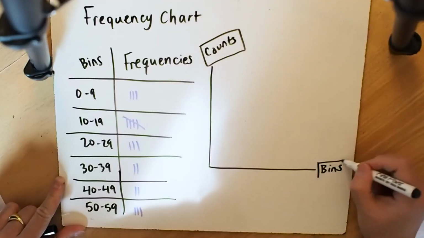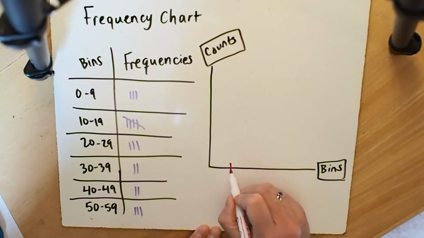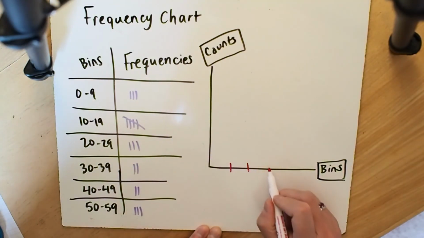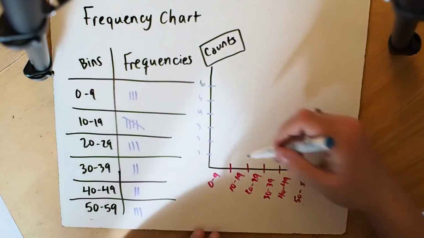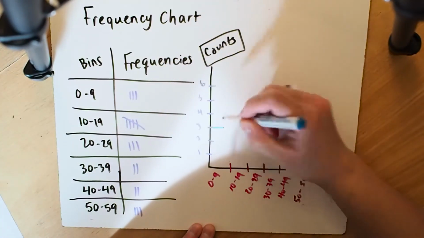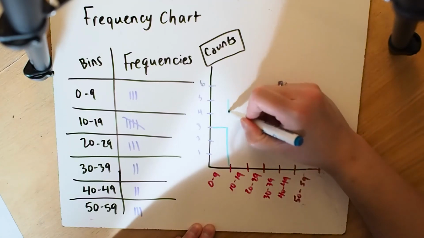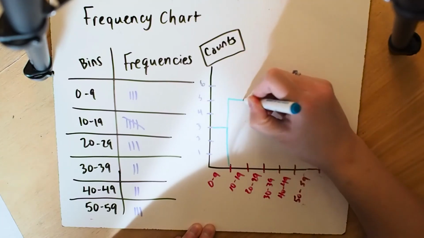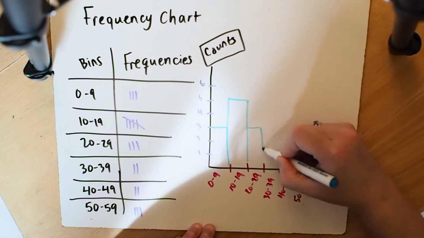So when we make our histogram, we're going to have a better picture of what this looks like. Here's our bin from 0 to 9, 10 to 19, 20 to 29, 30 to 39. Looking at our frequency chart, we just go ahead and draw those Y values for every bin. So for 0 to 9, we have 3 counts. For 10 to 19, we have 5. So we go to our Y value of 5. 20 to 29, we have values of 3.